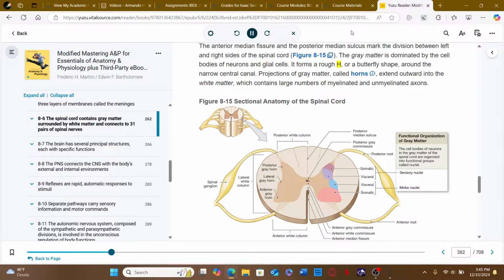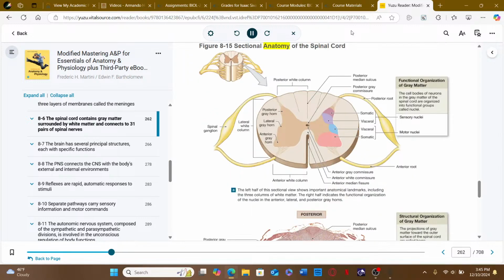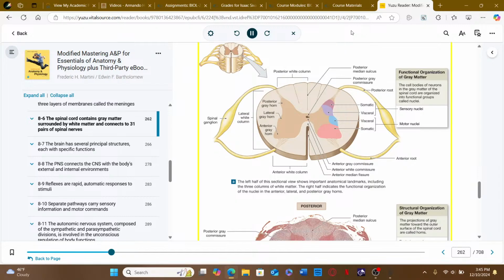It forms a rough H, or a butterfly shape, around the narrow central canal. Projections of gray matter, called horns, extend outward into the white matter, which contains large numbers of myelinated and unmyelinated axons. Figure 8-15 Sectional anatomy of the spinal cord. A diagrammatic and micrograph section of the anatomy of the spinal cord is labeled.